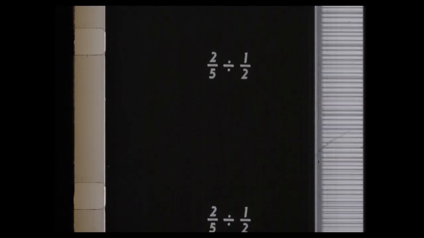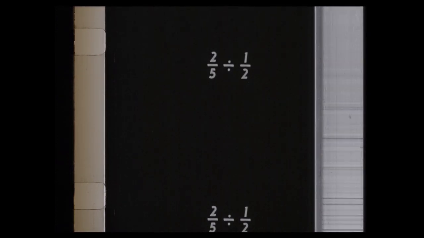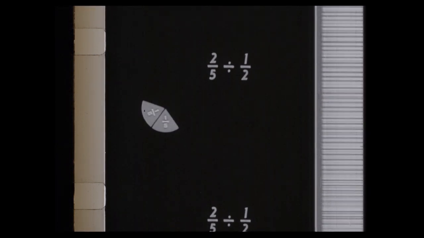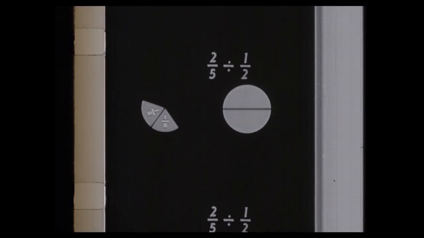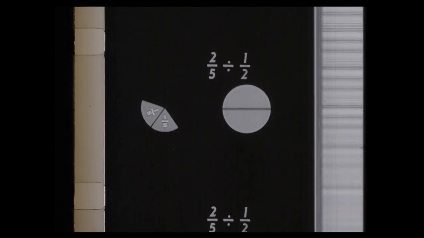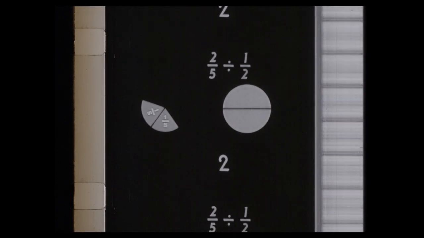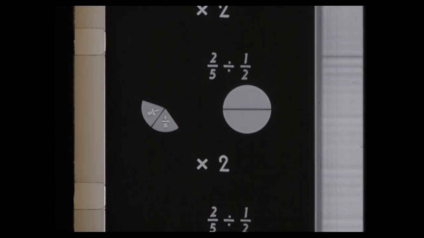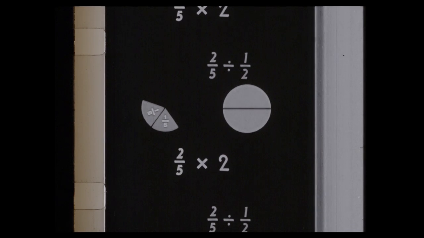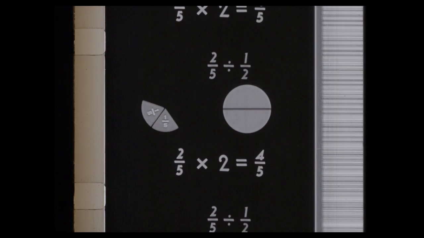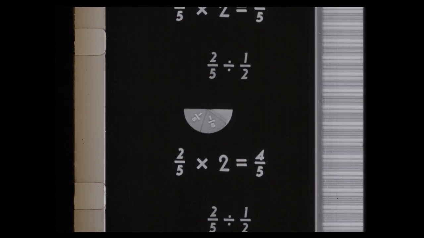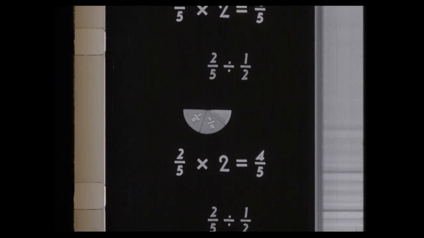Our problem is 2/5 divided by 1/2. 1/2 is our divisor. How many 1/2s are there in 1? There are 2. Then we shall multiply 2 by the number of 1s we have. How many 1s do we have? We have only 2/5 of 1. So we multiply 2 by 2/5. The answer is 4/5. Our answer is a fraction because 2/5 will contain only a part of 1/2.